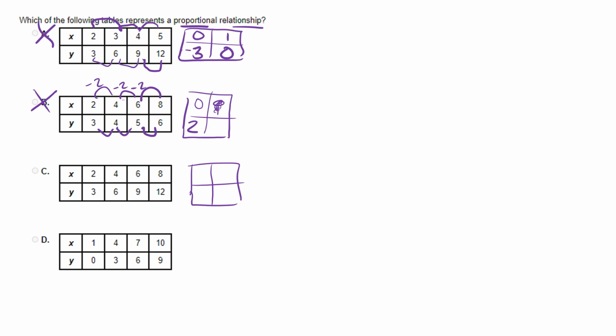Okay, so I'm going to put, this one is counting by 2, so I only need 0. Okay, and it's going down 3, down 3, down 3. 3 minus 3 is 0. Ooh, this could be our winner, but let's check the last one.